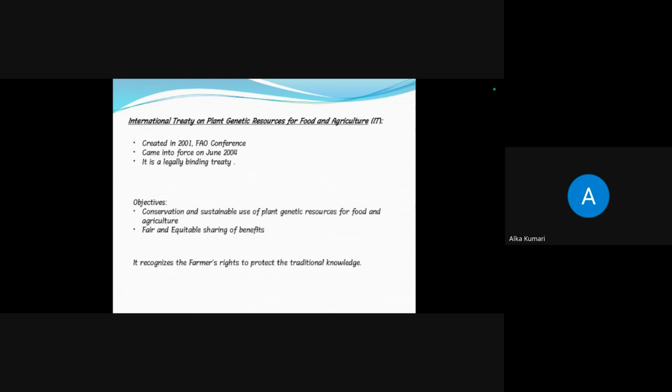The treaty also defines the plant genetic resources for food and agriculture as any genetic material of plant origin of actual or potential value for food and agriculture. So, what are the objectives of the treaty? The objectives of the treaty are conservation and sustainable use of plant genetic resources for food and agriculture. The second one is fair and equitable sharing of benefits derived by the usage of those plant genetic resources for food and agriculture. So this recognizes the farmers' right to protect traditional knowledge.